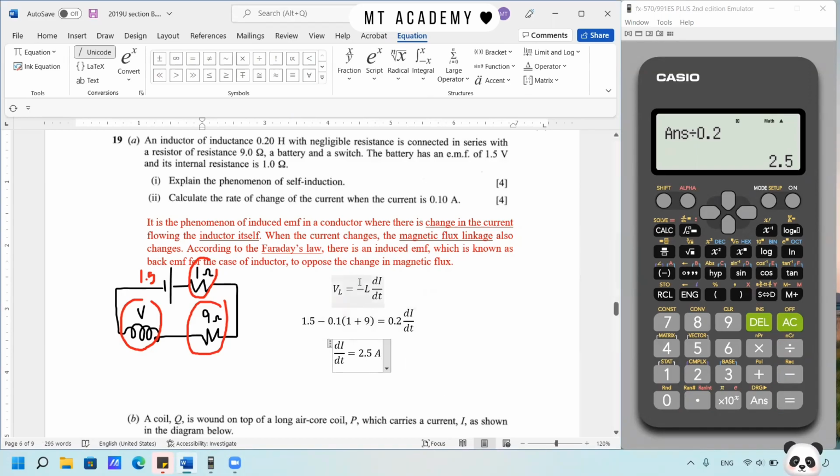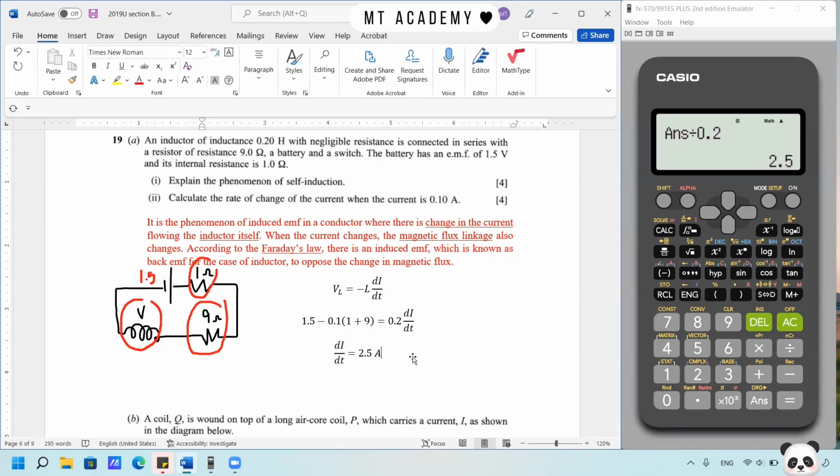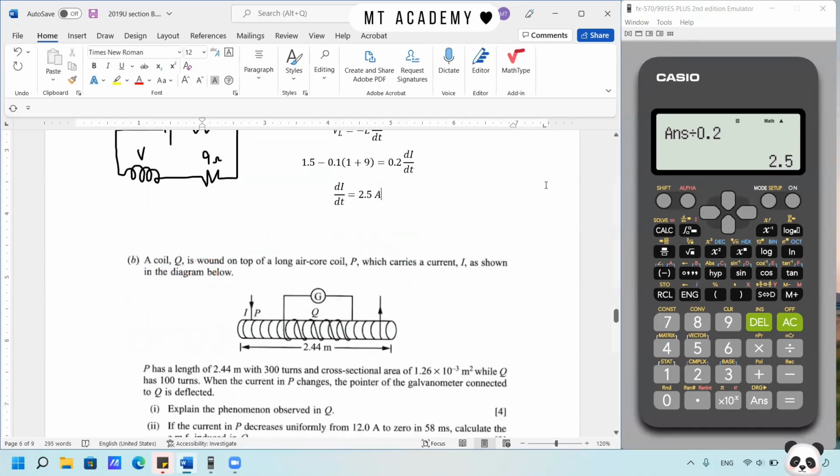The negative sign here is actually important when you do the derivations, but it is only for you to identify the direction of the voltage, or to determine whether the current is increasing or decreasing. Here, we don't know the actual situation, whether it is increasing or decreasing. So it is safe to remove the negative sign and leave the answer as 2.5 ampere in this question. So we proceed to question B.